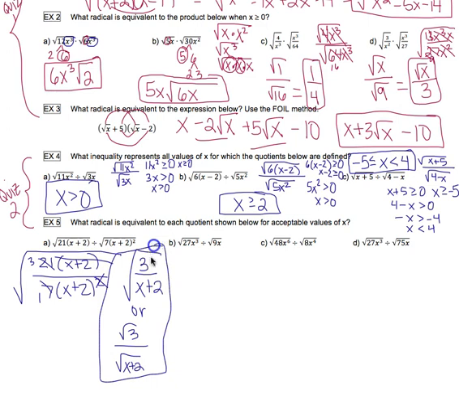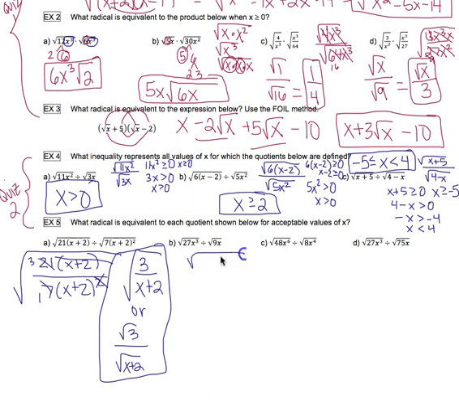Yes, there's a radical in the denominator. We are not yet rationalizing in this lesson, so you don't need to worry about it. You will have answers that have radicals in the denominator still. All right, so I'm going to do the same thing here.